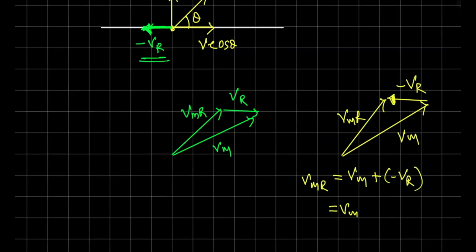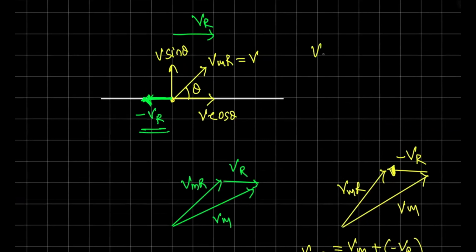So we'll get velocity of man minus velocity of river. Now I will write it in vector form. What is my velocity of man with respect to river? It is v cos theta i cap plus v sin theta j cap. And what is my velocity of river? It is u i cap.